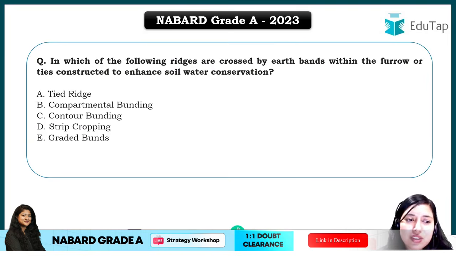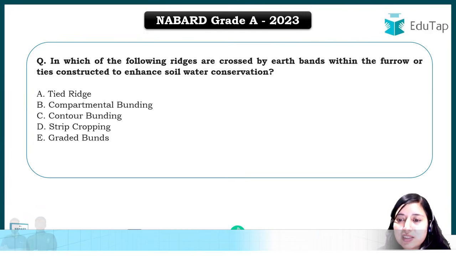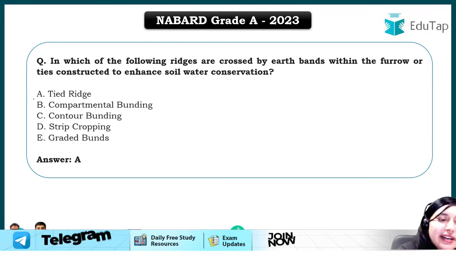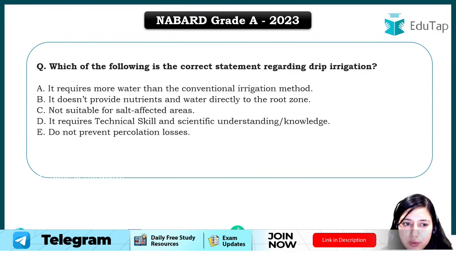Next question is: in which of the following are ridges crossed by earth bunds within the furrow or ties constructed to enhance soil water erosion control? So the answer for this is tied ridge. So this is a question from the soil conservation topic. You have to learn that topic also.